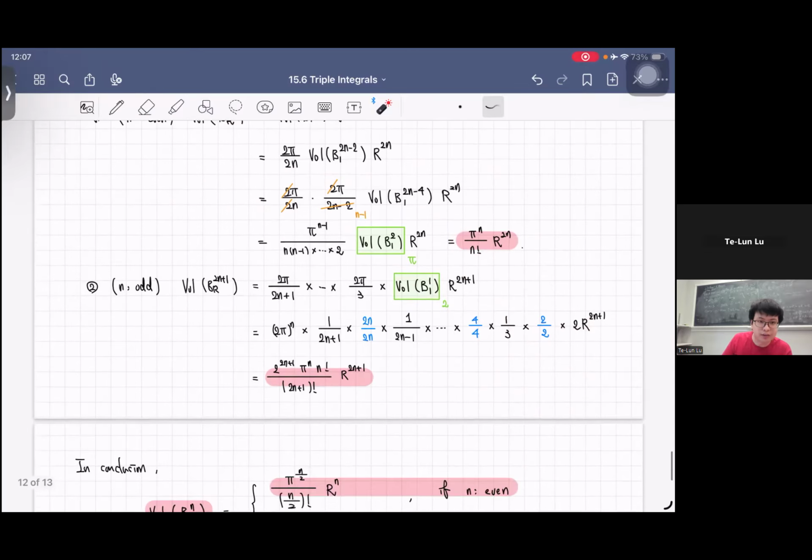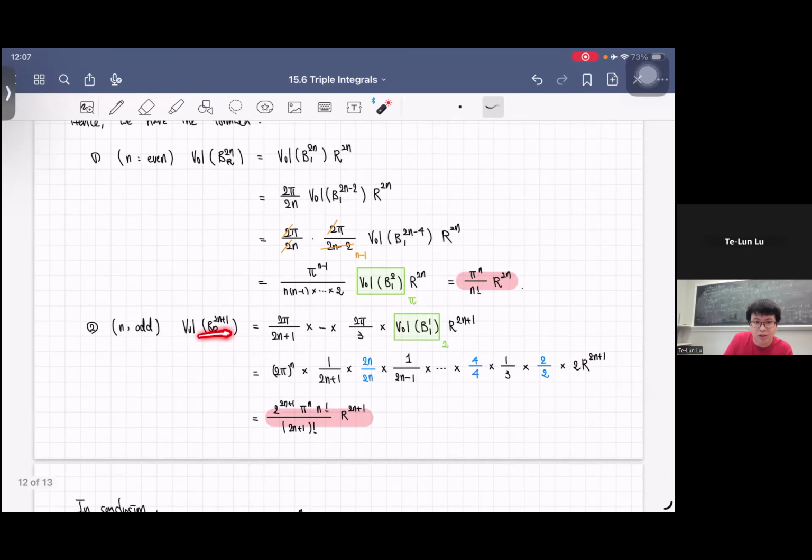Now, for the odd version, we have, again, by iteration, a long product, and it goes all the way back to the one-dimensional ball with radius 1. And that is basically a line with length 2r, or 2. So 2 here. And the r to the 2n plus 1 corresponds to the radius r.